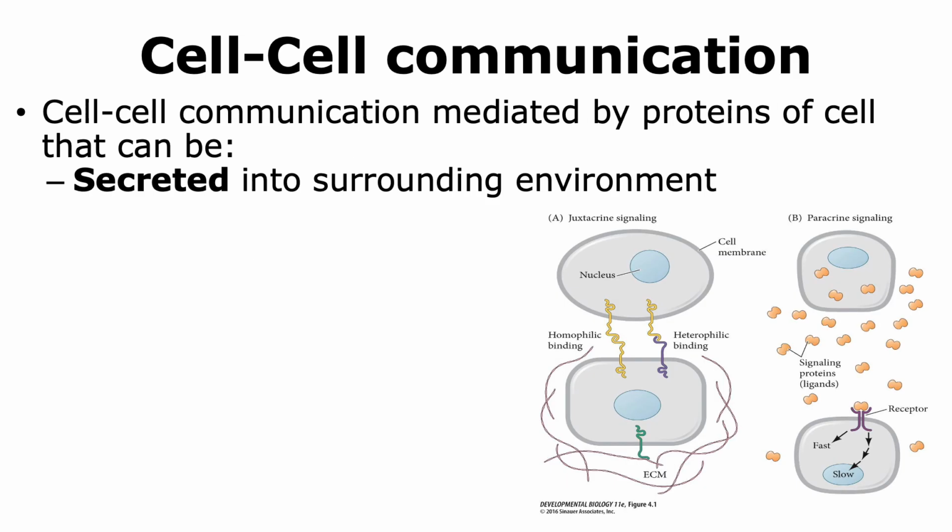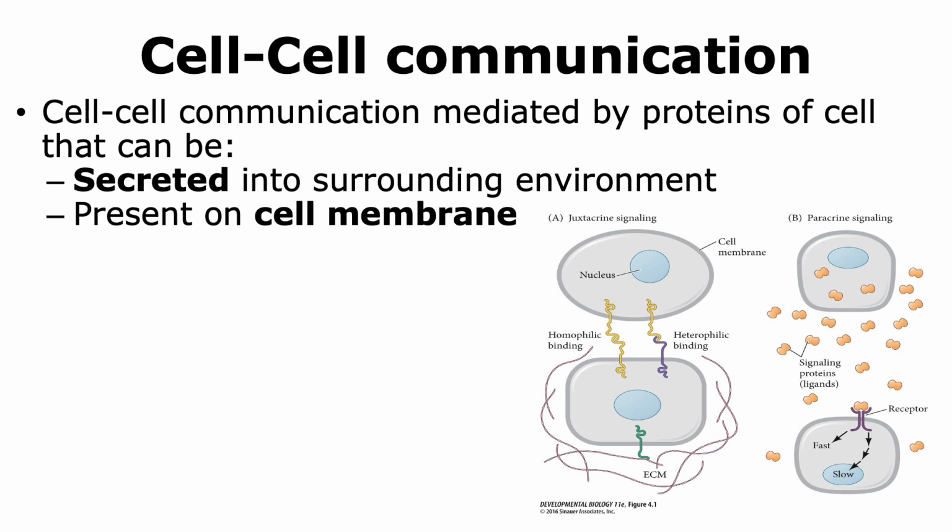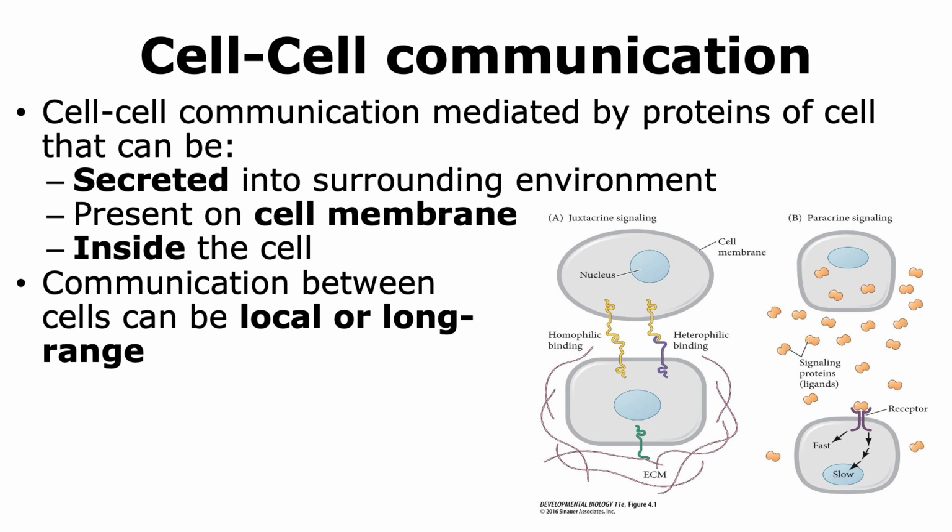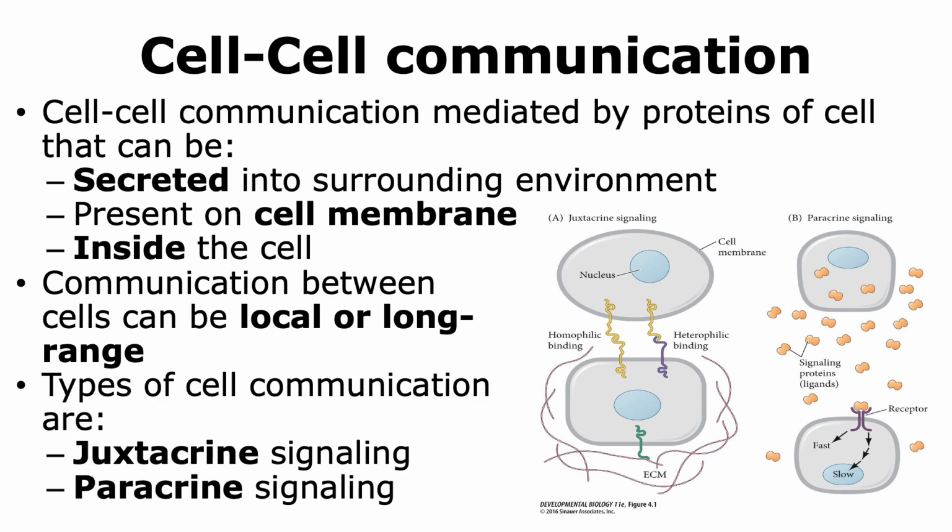So now we're going to look at the basics of cell-cell communication. Cell-cell communication is mediated by proteins of a cell that can be secreted into the surrounding environment, or these proteins can be present on the cell membrane, or they can be inside a cell. Communication between cells can be local or long range. In this chapter, we're going to look at two specific types of cell communication, which are the juxtacrine types of communication, which results in juxtacrine signaling, and the paracrine types of communication, which result in paracrine signaling.